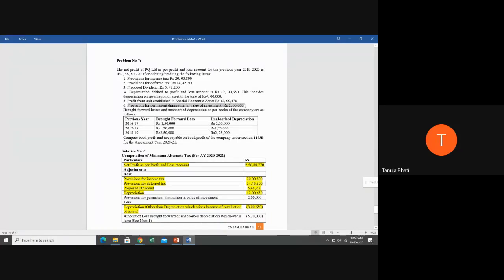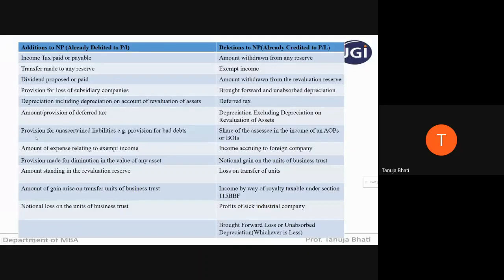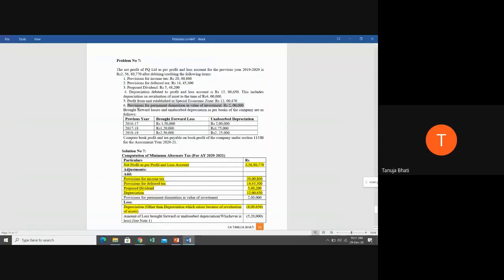Next, provision for permanent diminution in the value of asset. When the provision is made for a fall in the asset, what are you going to do with it? We have done this in a previous sum, students. Here, see, the fourth point: provision made for diminution in the value of asset, that is fall in the value of asset. What you have to do? Additions to the net profit. So what are you going to do with point number 6? Add it or delete it? Add it, ma'am. So this particular item we are going to add.